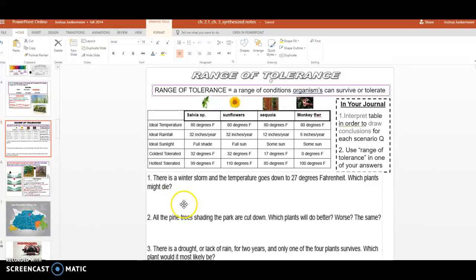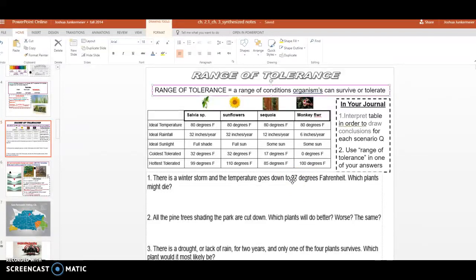Let's see. All right, according to this chart, it says coldest tolerated for salvia is 32 degrees. If the temperature goes below 32, salvia will die. If the temperature goes below 32, sunflowers will die. If the temperature goes below 17, sequoia trees will die. And if it goes below 0 degrees, the monkey flower will die. 2 of these species will die if the temperature goes down to 27. Which of these species will die as a result of the temperature dropping? So the temperature went outside their range of tolerance.